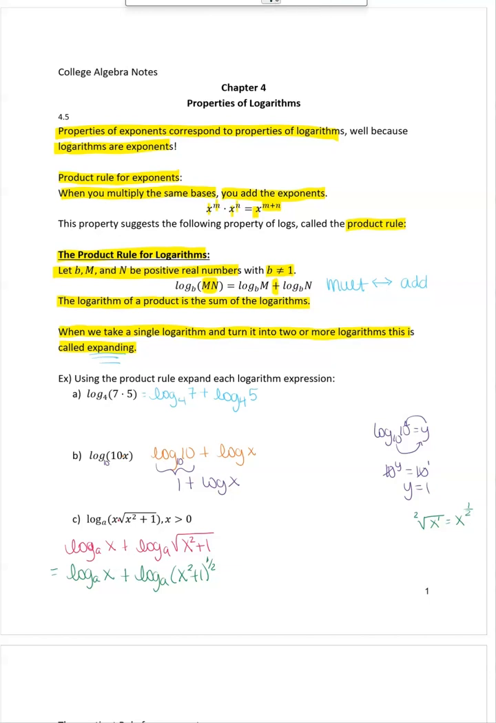Now, the last thing that we want to do is take this power and bring this power to the front. So this is going to be log base a of x plus 1/2 log base a of x squared plus 1. Okay, that's how you would do that. If it has a power, your power always moves last, but it moves to the front of this log.